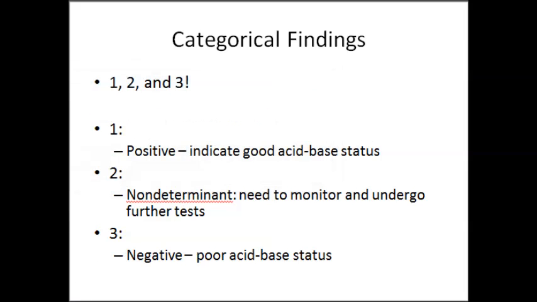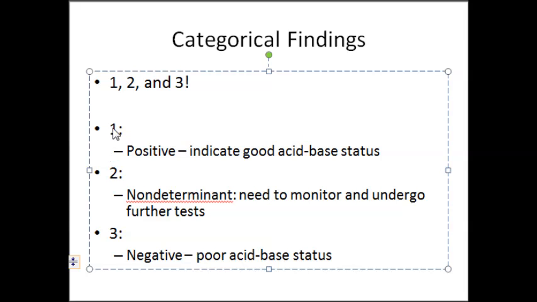Okay, so here's the categorical findings. So we just kind of interpreted it, but now we have to categorize it. There's going to be three main categories that we're going to be using: category 1, category 2, and then category 3. Category 2 is kind of the trash can. We're going to see if it fits in 1. If it doesn't fit in 1, we're going to see if it fits in 3. If it doesn't fit in 3, we'll throw it in 2.